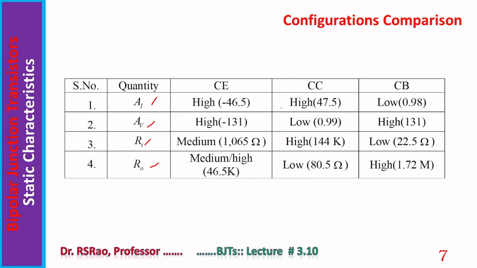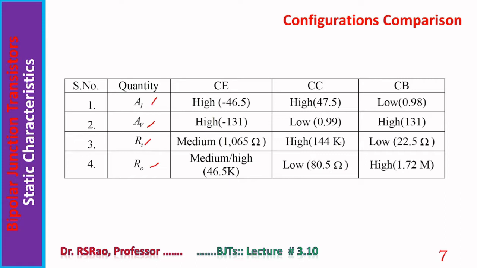This is for CE. For CC, current gain is high, 47.5. Voltage gain is low, nearly 1, but less than 1. RI is high, 144 K. R0 is low, 80.5 ohms. In case of CB, current gain is low, 0.98. Voltage gain is high, 131. Input resistance is 22.5 ohms. R0 is high, 1.72 mega ohms.